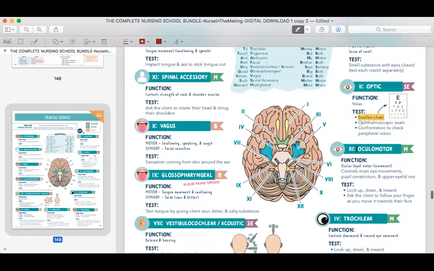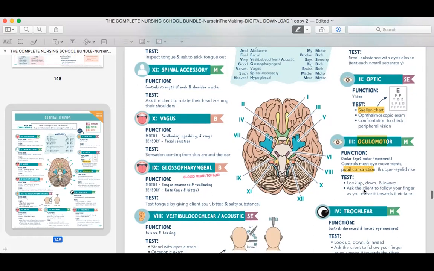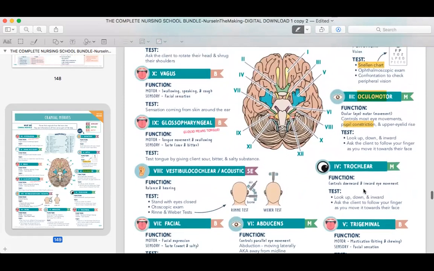But 3, oculomotor does show up, but on ATI it's stated as you're testing for, I believe, it's not pupil constriction, I think. But there is one on there. I forgot which one it was.